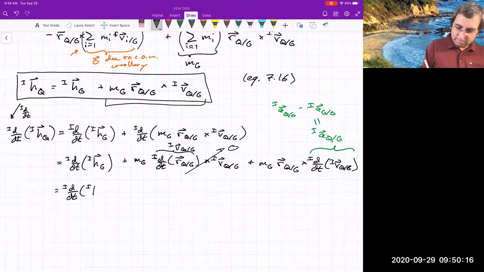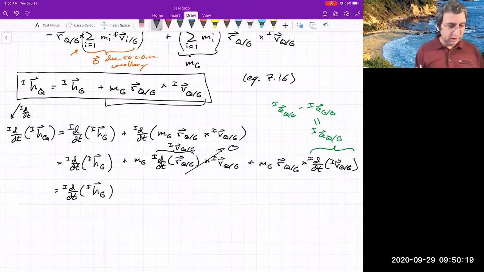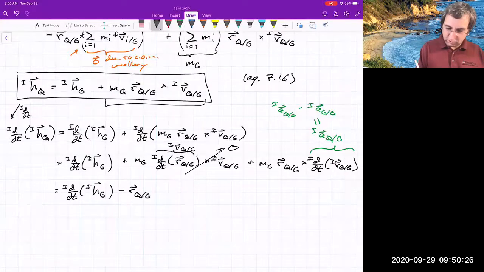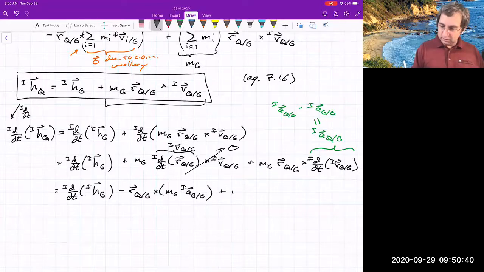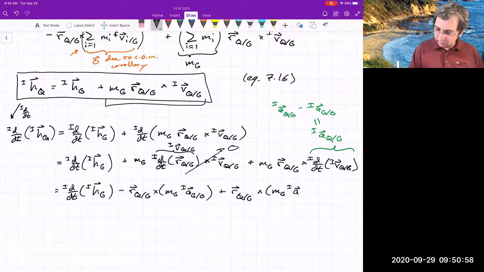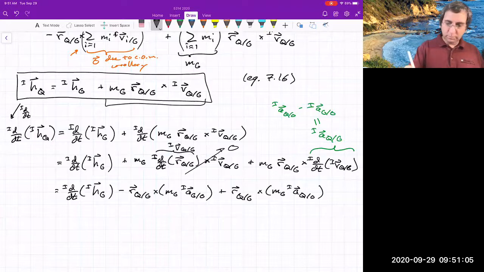Then let's write this all again. We've got this derivative of H_G minus, and I'll write things this way, (R_Q minus R_QG) cross m_G times the acceleration of G, plus R_QG, that's R_QG, cross the total mass times the inertial acceleration of Q with respect to O. All right.